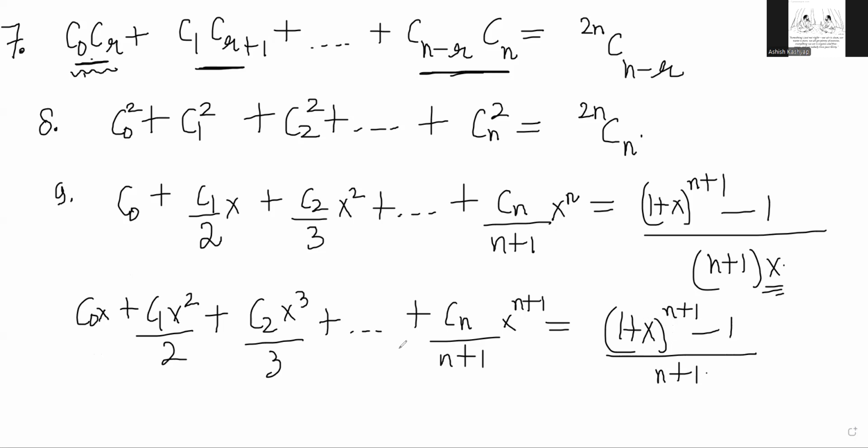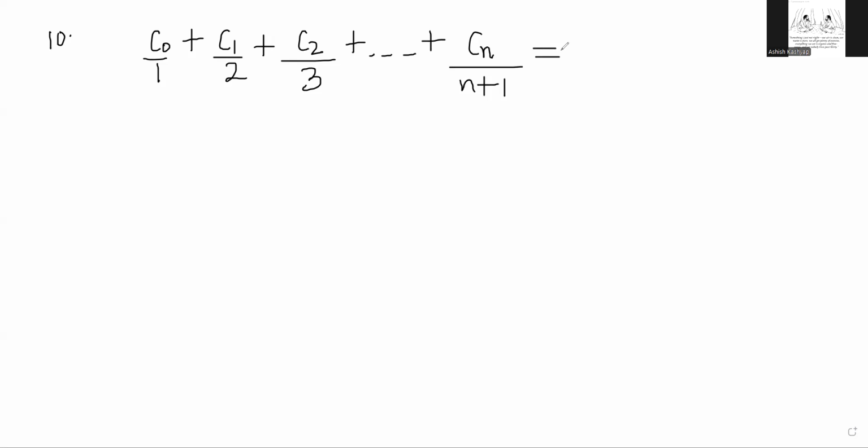And then you can put limits of 0 to 1 on both sides. If you put limits of 0 to 1, you will end up with results like this: C0 by 1 plus C1 by 2 plus C2 by 3 till Cn by n plus 1 is going to be 2 power n plus 1 minus 1 by n plus 1, right? So if you change the limits, you can get similar results.